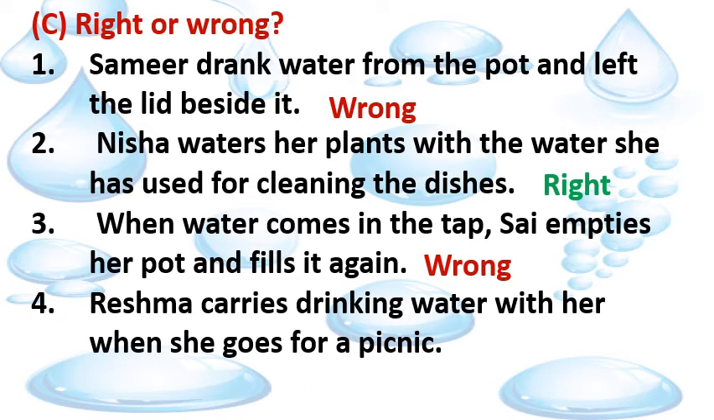Fourth one, Reshma carries drinking water with her when she goes for a picnic. Yes, this is the right one. You know that, because it is not sure that we can get pure and safe water for drinking at our picnic spot. So if we carry our own drinking water with us, we can be protected from diseases. Correct?